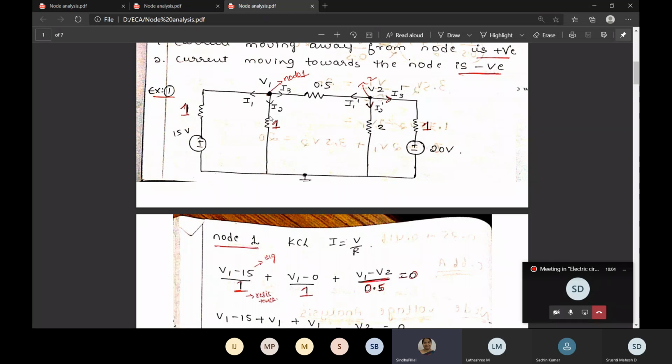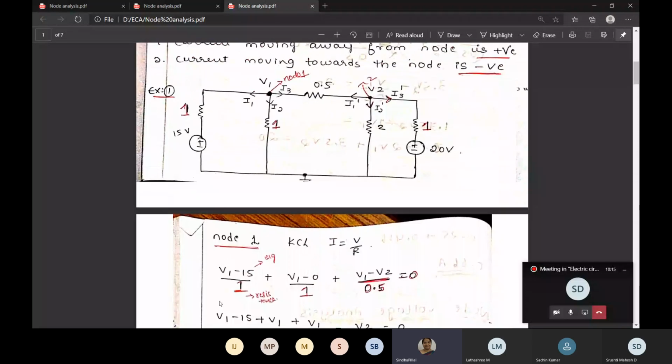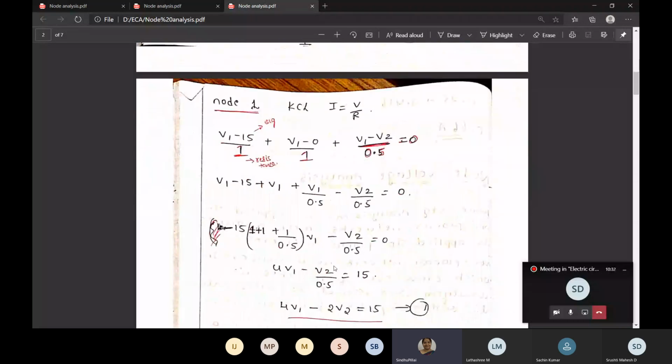So for 3 branches, we'll write 3 equations here, or 3 currents we write: I1, I2 and I3. So first I'll tell you that for node 1, we have written 3 currents here. First current is V1 minus 15 by 1 plus V1 minus 0 by 1 plus V1 minus V2 by 0.5 is equal to 0. Just listen carefully here.